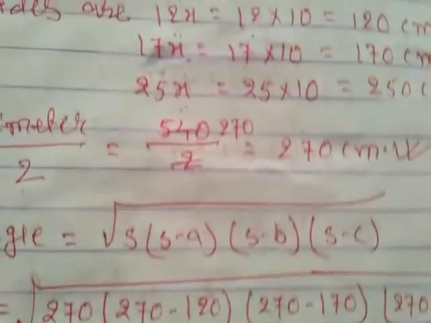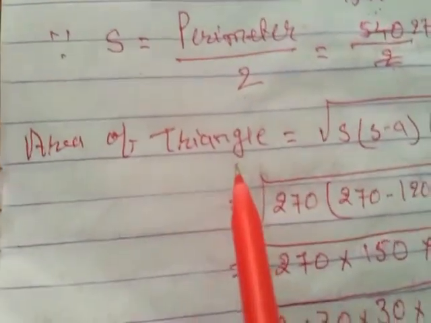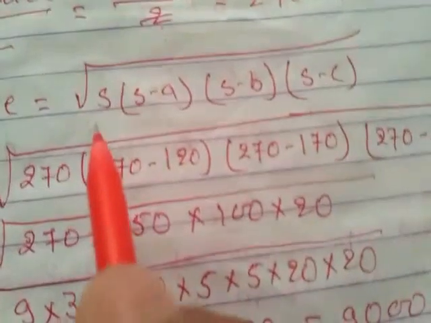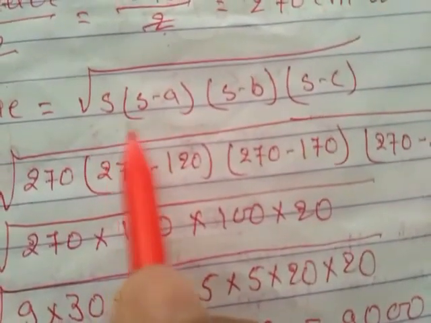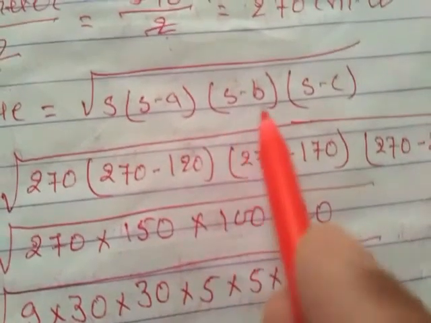So 270 can be written like 9 into 30. 9 into 30 is equal to 270. And 150 can be written like 30 into 5. 30 into 5 equals 150. And 100 can be written like 5 into 20. That is 100. And 20 as it is.